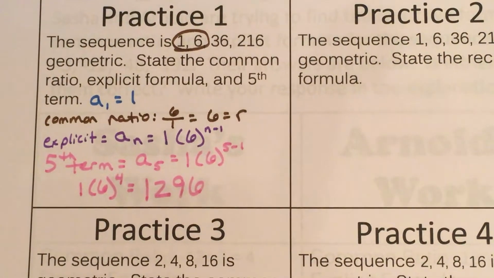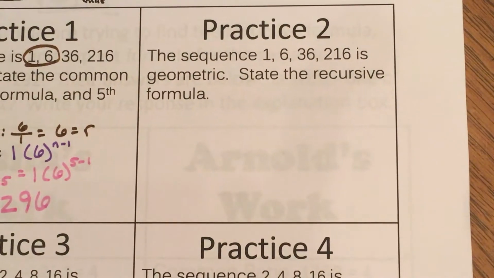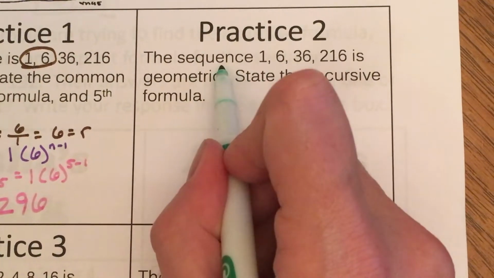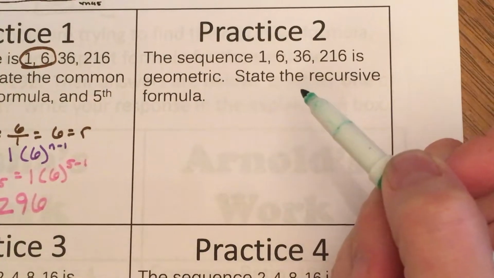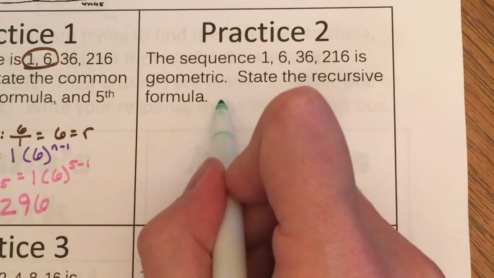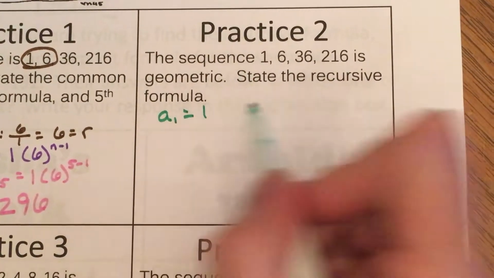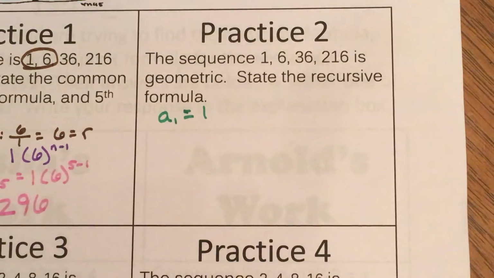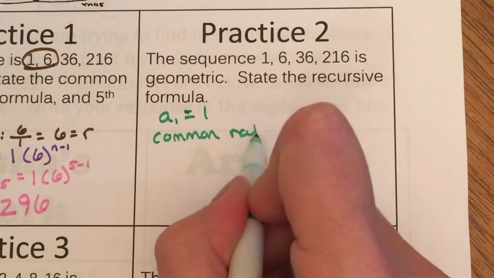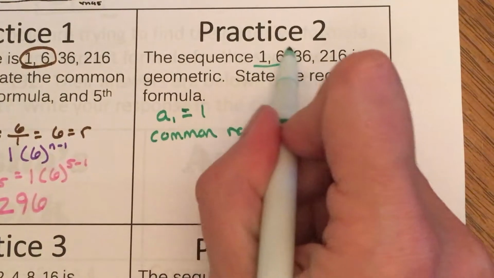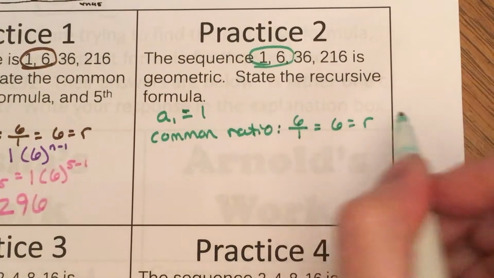Let's do practice number 2 together. Okay. So here's a sequence. We know it is geometric. They told us we need to state the recursive formula. Okay. So to do that, I know that I need a sub 1, which is 1. I know that I need the common ratio, which I still have the same values. So that's still 6 for R.